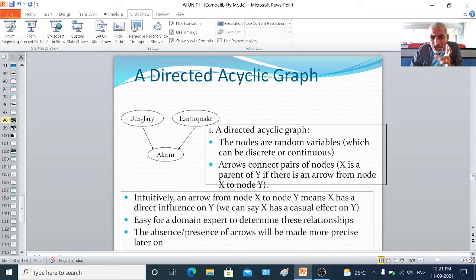Right? So these nodes are random variables which can be either discrete or continuous. Now in our case we are talking about discrete variables. So if there is a robbery, the alarm is going to ring. This directed arrow indicates that the node alarm depends on both of these factors. An arrow from node X to node Y means that X has a direct influence on Y.